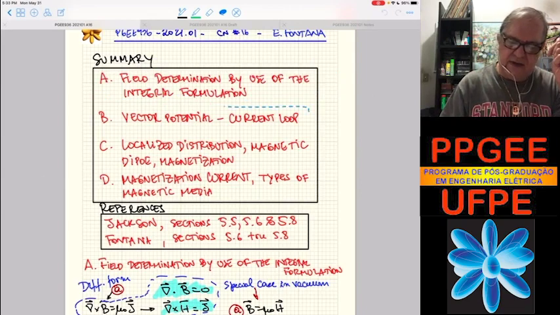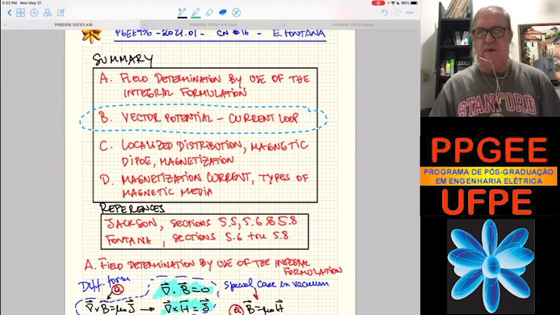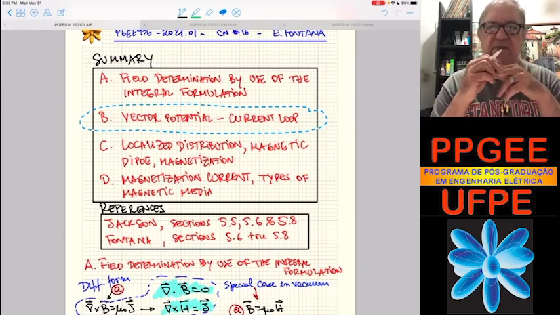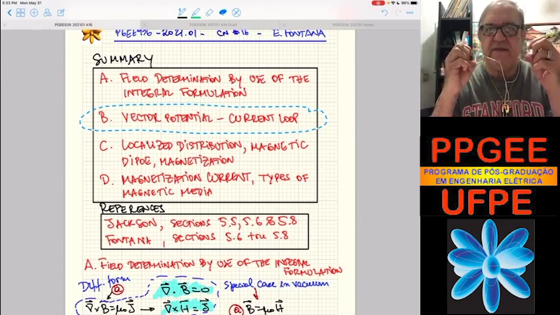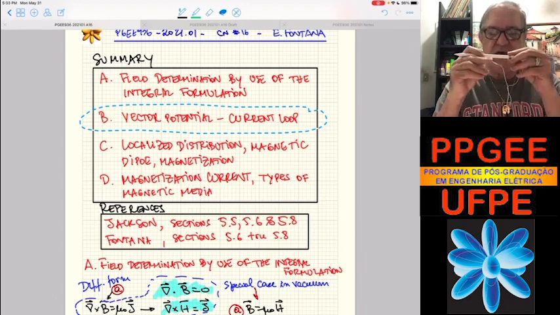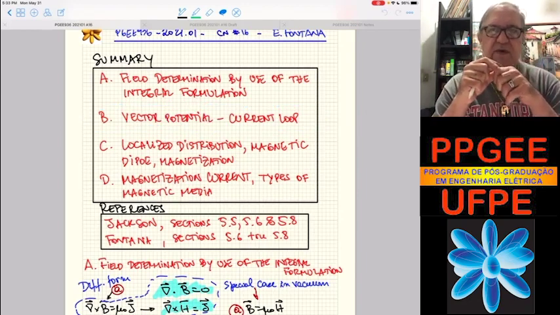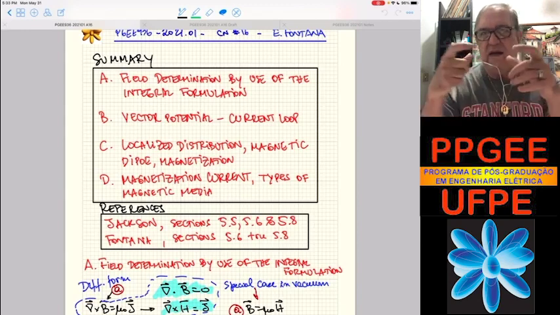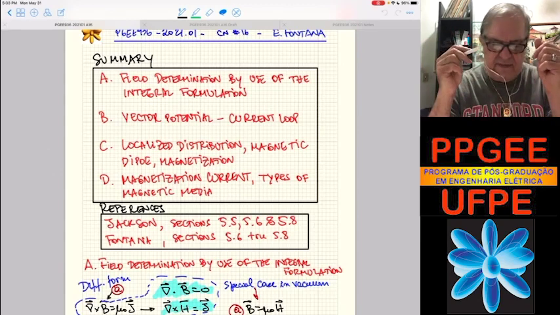Then we are going to calculate the vector potential for a current loop. A current loop is a good model for the magnetic dipole. And we are going to use our advanced mathematical tools to do a general expression for the vector potential of a current loop. This also has importance for antennas and other applications. Loop antennas have fields that have similar ways of calculating them.